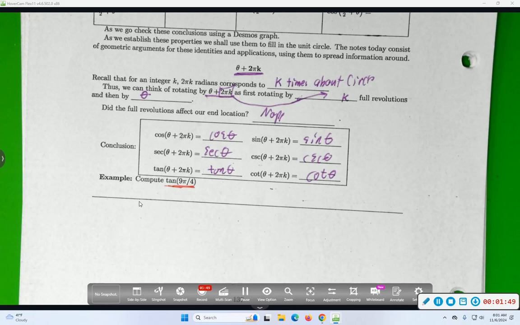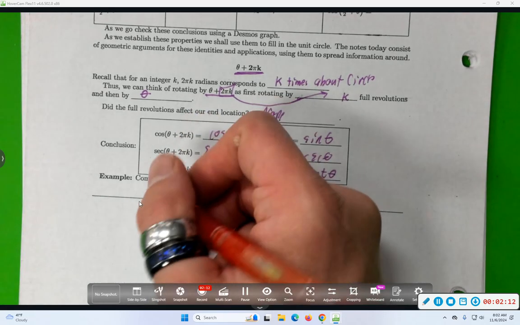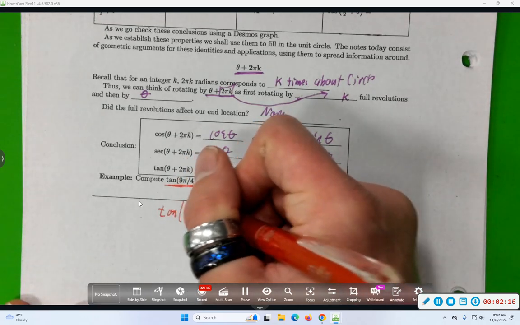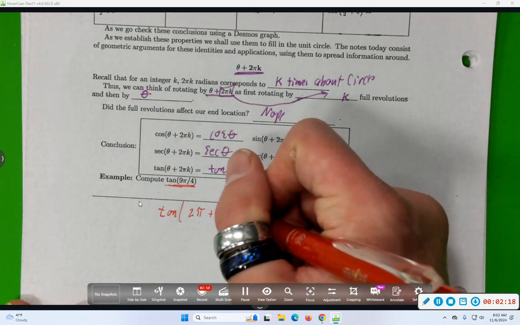So I think here's the way to think about it. 9 pi over 4, is that more than 2 pi? Less than 2 pi? How big is 2 pi if you put a 4 in the denominator? 8 pi over 4. So 9 pi over 4 is a little bit bigger. So instead of thinking about the tangent of 9 pi over 4, you can think about the tangent of 2 pi plus an extra pi over 4.